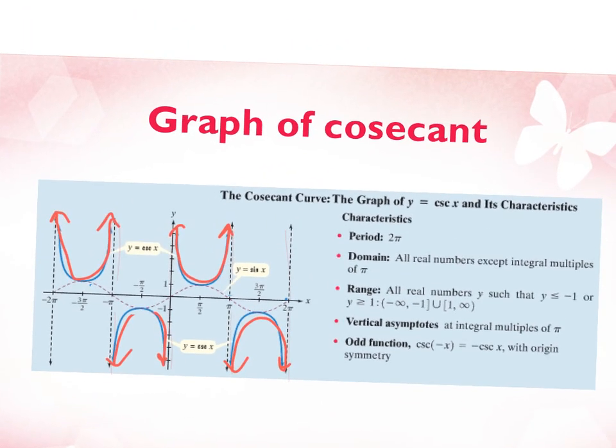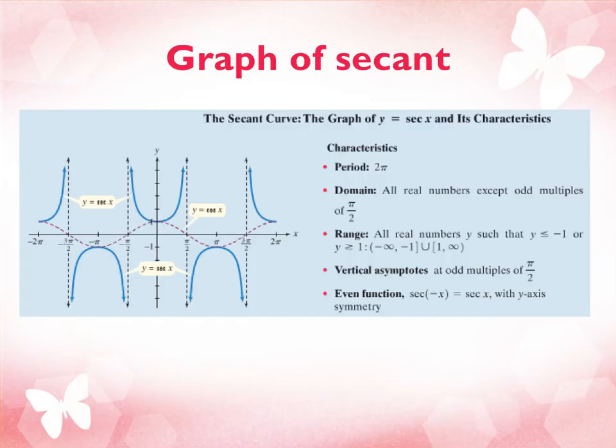So it has the same properties as sine. Period is 2 pi. Domain is all the real numbers except on the integral multiples of pi, because that's where the asymptotes would be. The range is going to be values where y is less than or equal to negative 1, or greater than or equal to 1, because they're bouncing off of those. The vertical asymptotes occur at those integral multiples of pi, meaning pi, 2 pi, 3 pi, 4 pi, like that. And it's also an odd function.